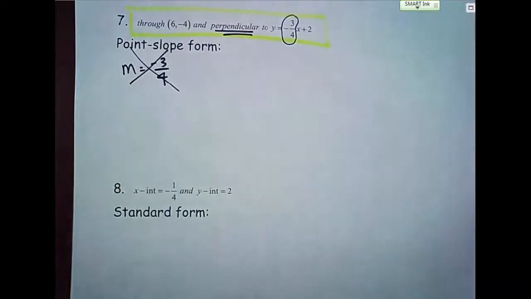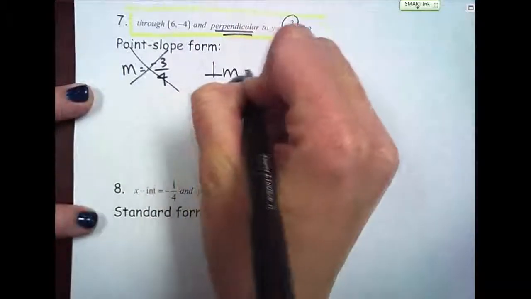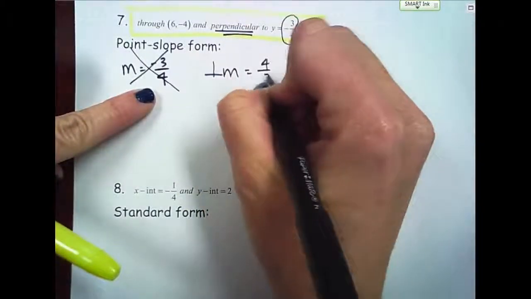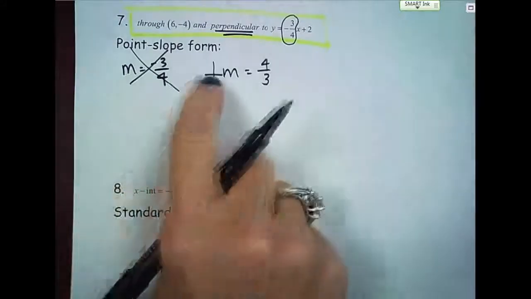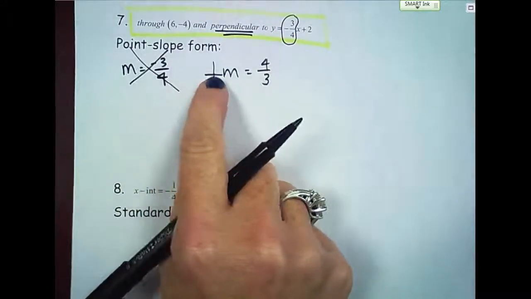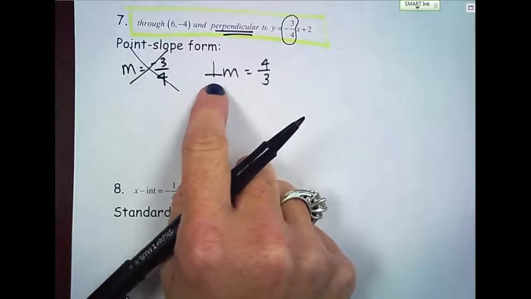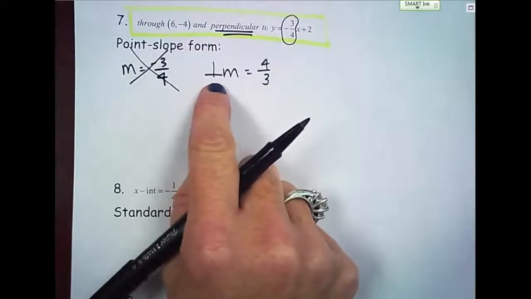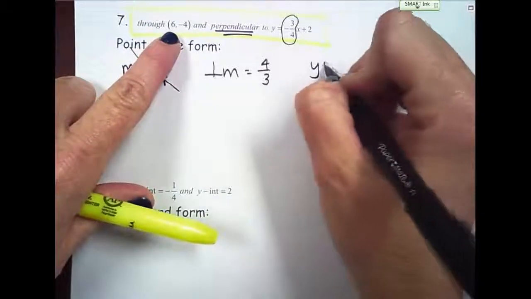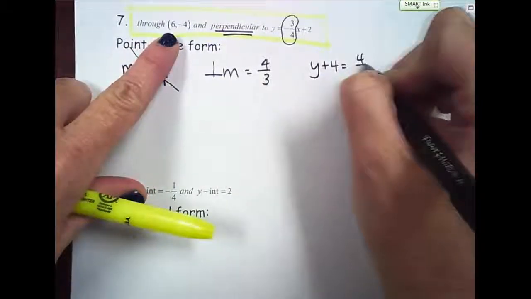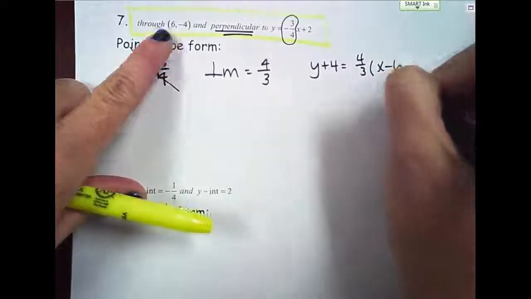So what's my perpendicular slope? Right, you have to flip it and change the sign, opposite reciprocal. And I just use the perpendicular symbol here. And it wants point slope form, so you're finished. Okay. y plus 4 equals 4/3 times x minus 6.